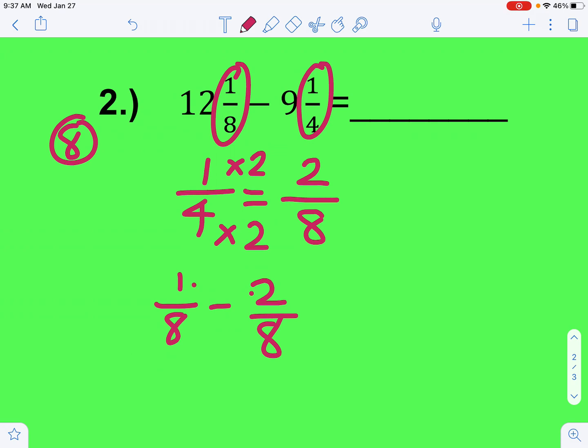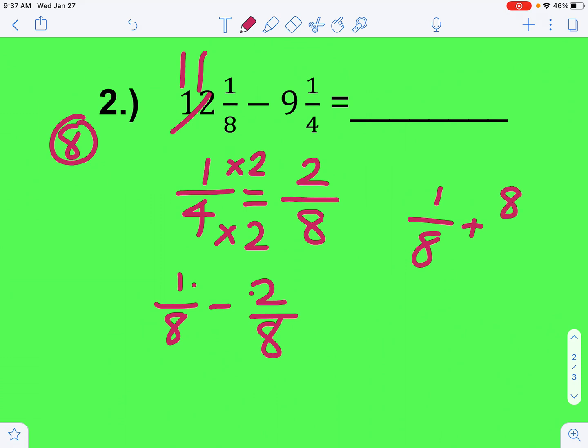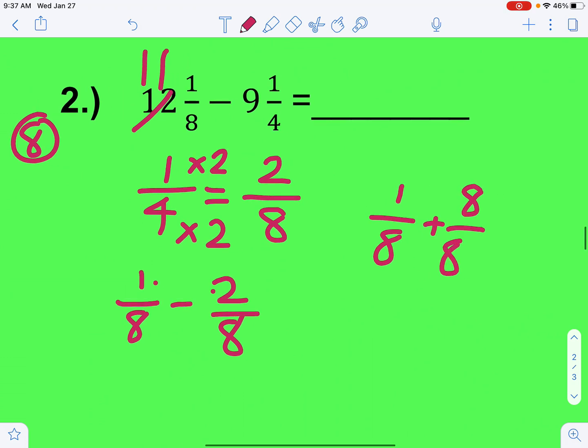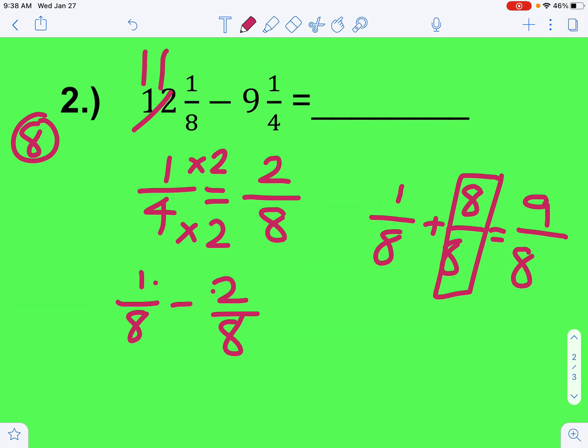Uh-oh. Can I do 1 minus 2? I can't. I'd get a negative number. So here's what we need to do. We are going to borrow one whole from our 12, so that's going to change it to 11. But then we need to add 8 over 8 to our 1/8, because we took one whole and changed it to a fraction, which is 8 over 8. So 1 plus 8 gives us 9, and our denominator stays 8.